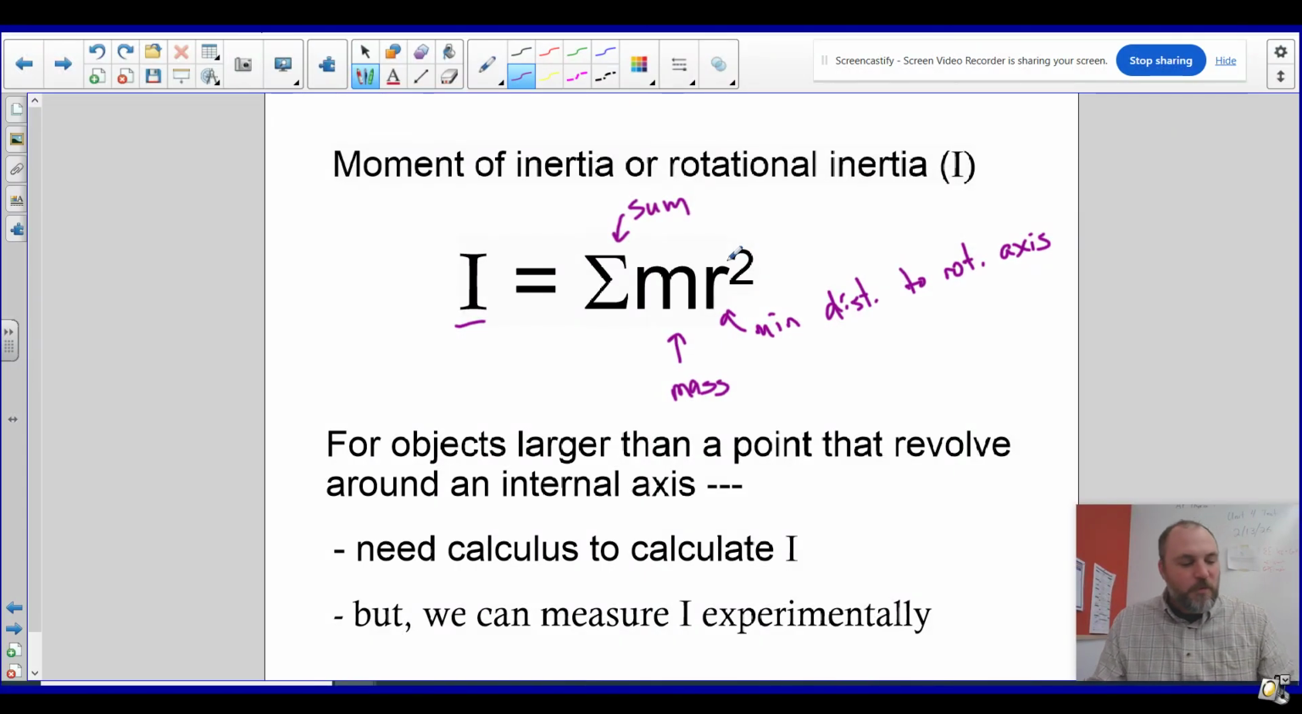For objects that are larger and rotating around an internal axis, so think of a basketball that you can spin on your finger, that's going to be a little bit more difficult because each mass in the collection has a different distance to the rotation axis. So in order to calculate that moment of inertia, you would need calculus. And that's one of the things that you'll get to do next year if you take AP Physics C, using calculus to determine that moment of inertia. But for us in Physics 1, we can definitely determine that experimentally. We could apply different torques to the basketball, and we could determine the moment of inertia just by looking at how much it accelerates, okay?